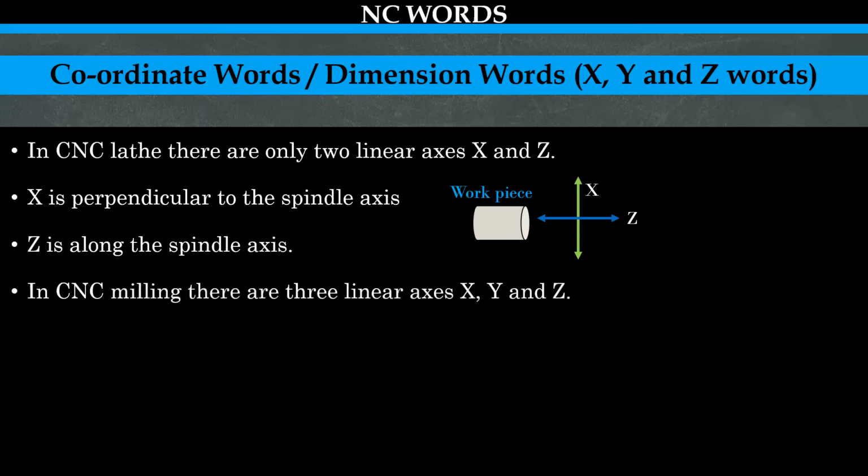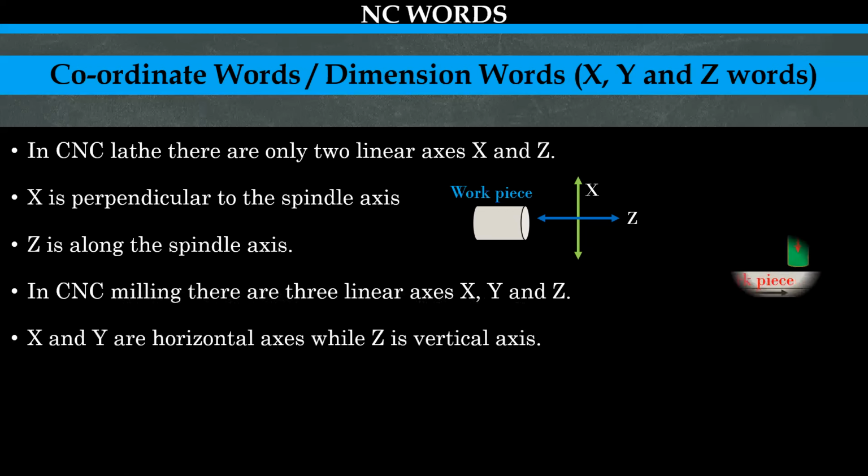In a CNC milling machine, there are three linear axes, X, Y, and Z. X and Y are the horizontal axes, while Z is the vertical axis. Here, the workpiece in the case of a milling machine is a flat workpiece, whereas the workpiece in the lathe machine is a cylindrical workpiece.